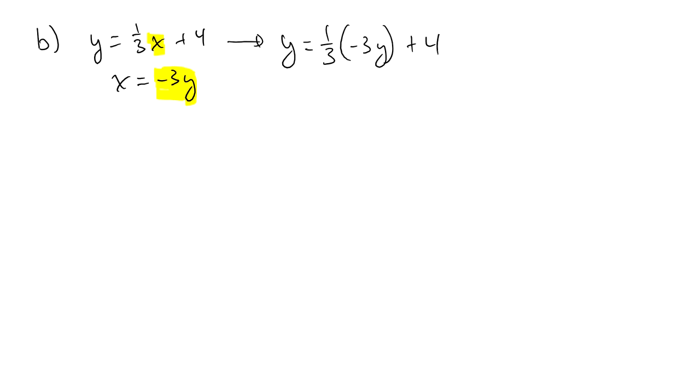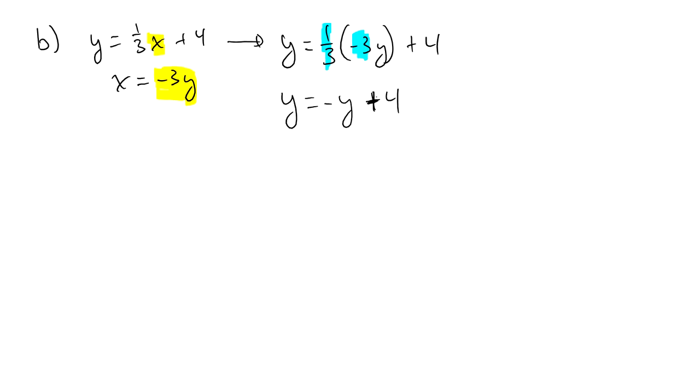Well, when I multiply this 1/3 times negative 3, I get negative 1. So that gives me y equals negative y plus 4. Now, when you get to a point where things are looking like this, don't jump to conclusions. Slow down and look at what's going on here, right?